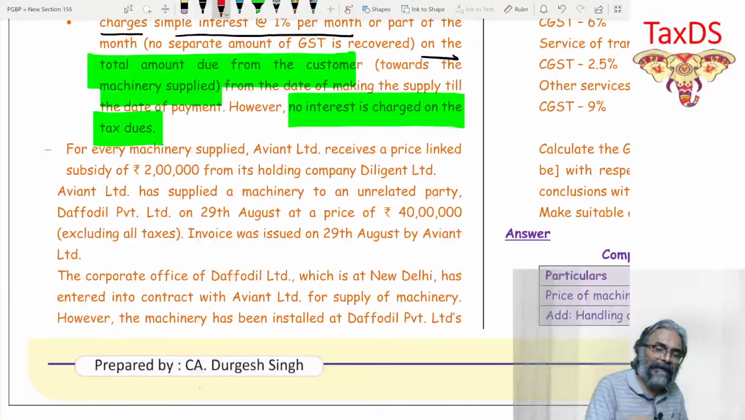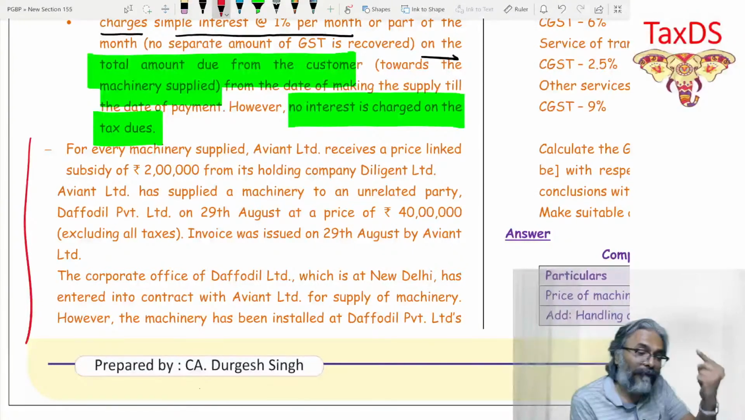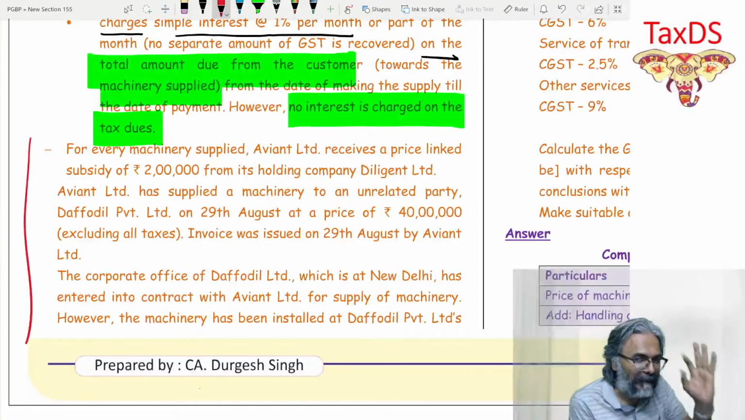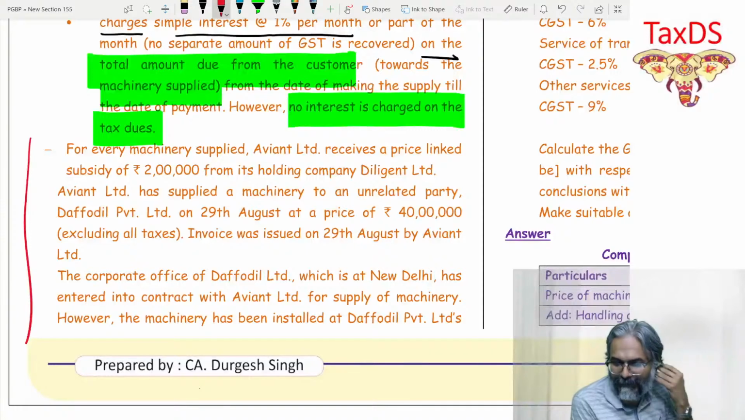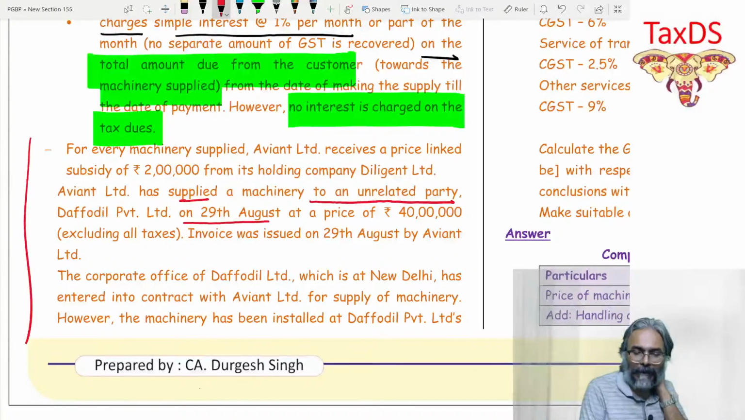Now see, students, the real facts. For every machinery supplied, Avient Limited receives a price-linked subsidy of 2 lakhs from its holding company, Diligent Limited. Beautiful adjustment. Next line: Avient Limited has supplied a machinery to an unrelated party, Daffodils, on 29th of August at a price of rupees 40 lakhs.